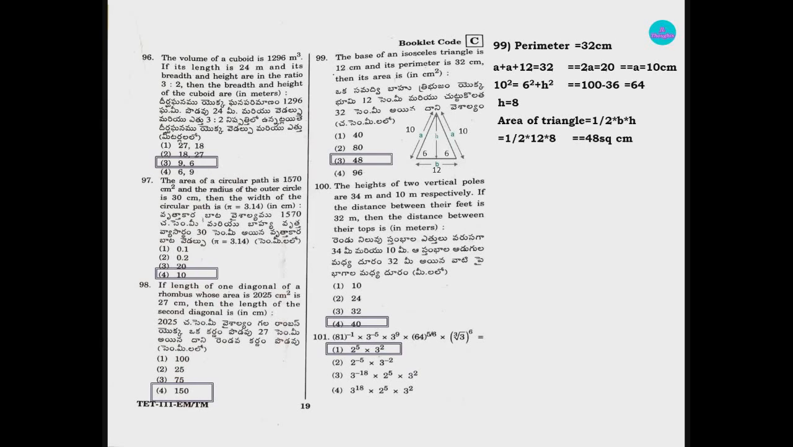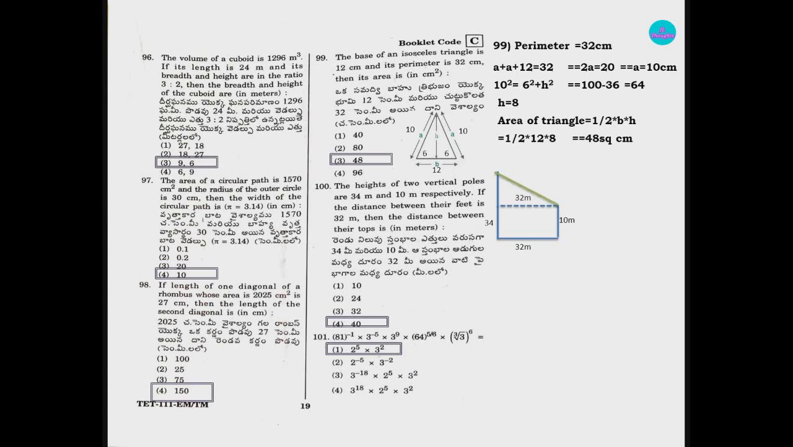100th question. The heights of two vertical poles are 34 meters and 10 meters respectively. If the distance between their feet is 32 meters, then the distance between their tops is. Now given for us, if this is one vertical pole, the height is 34 meters, and if this is a second vertical pole, it is 10 meters, and the distance between them is given as 32 meters. So this also will be 32 meters.